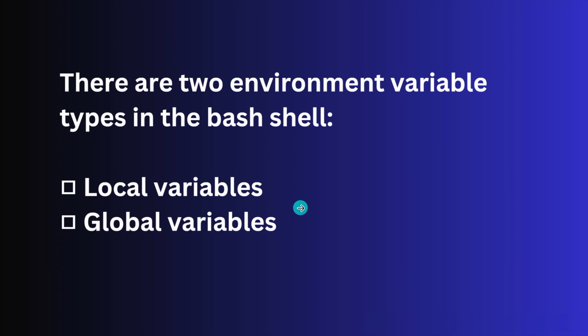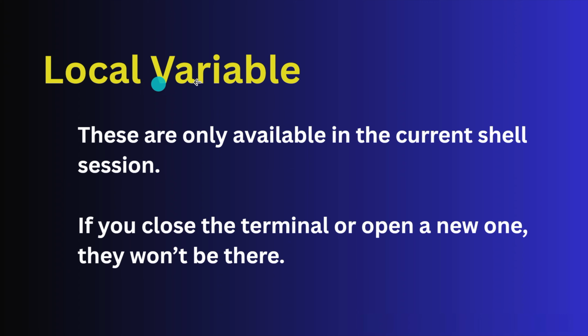Okay. Now let's talk about the types of environment variables. There are mainly two types, local variables and global variables. Let's first cover the local ones. So what are local variables? These are only available in the current shell session, and if you close the terminal or open a new one, they won't be there. So you can also call it a temporary environment variable, which you can use for testing purposes, etc.